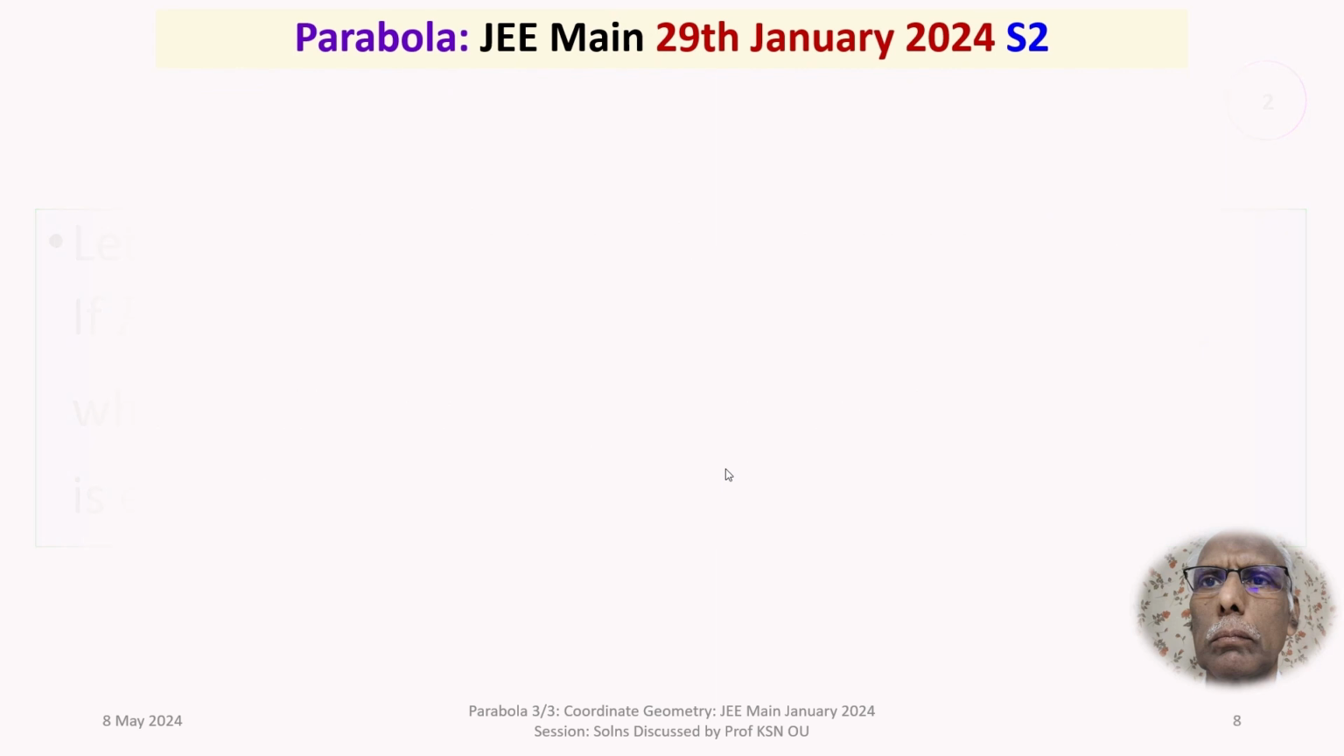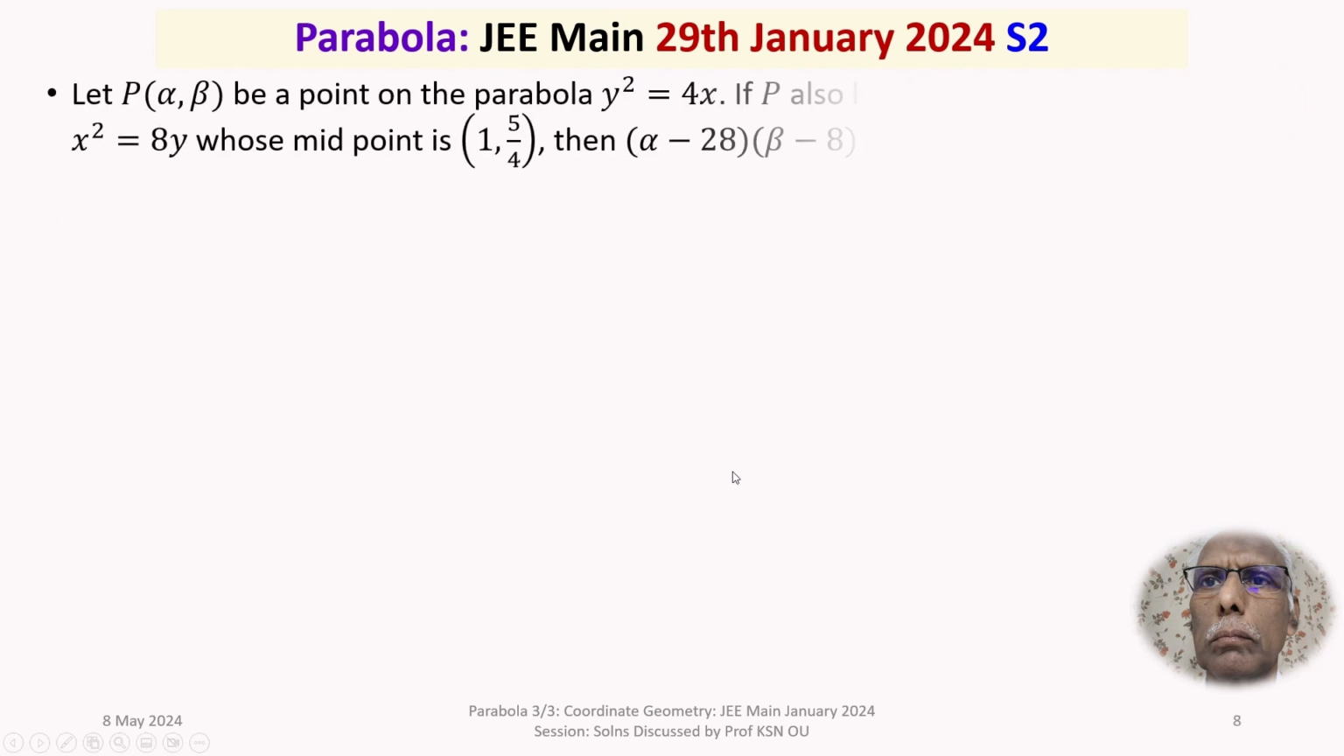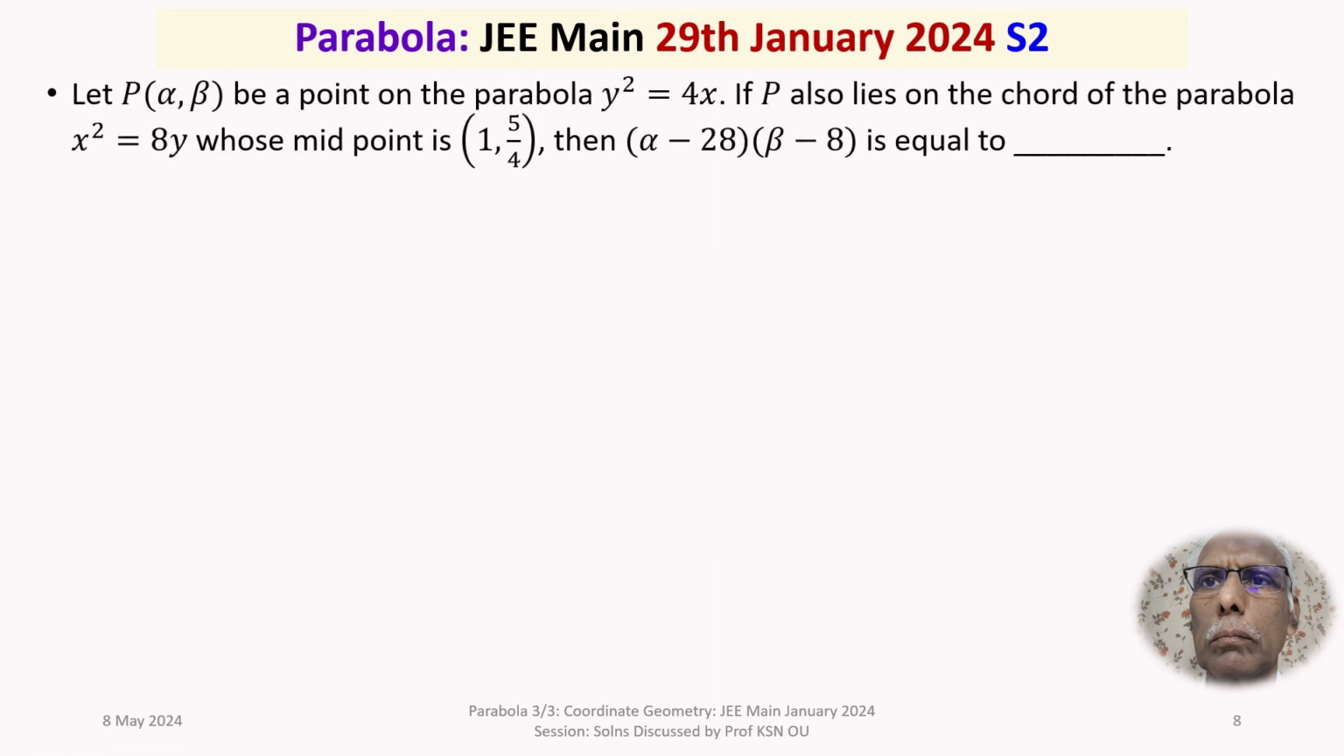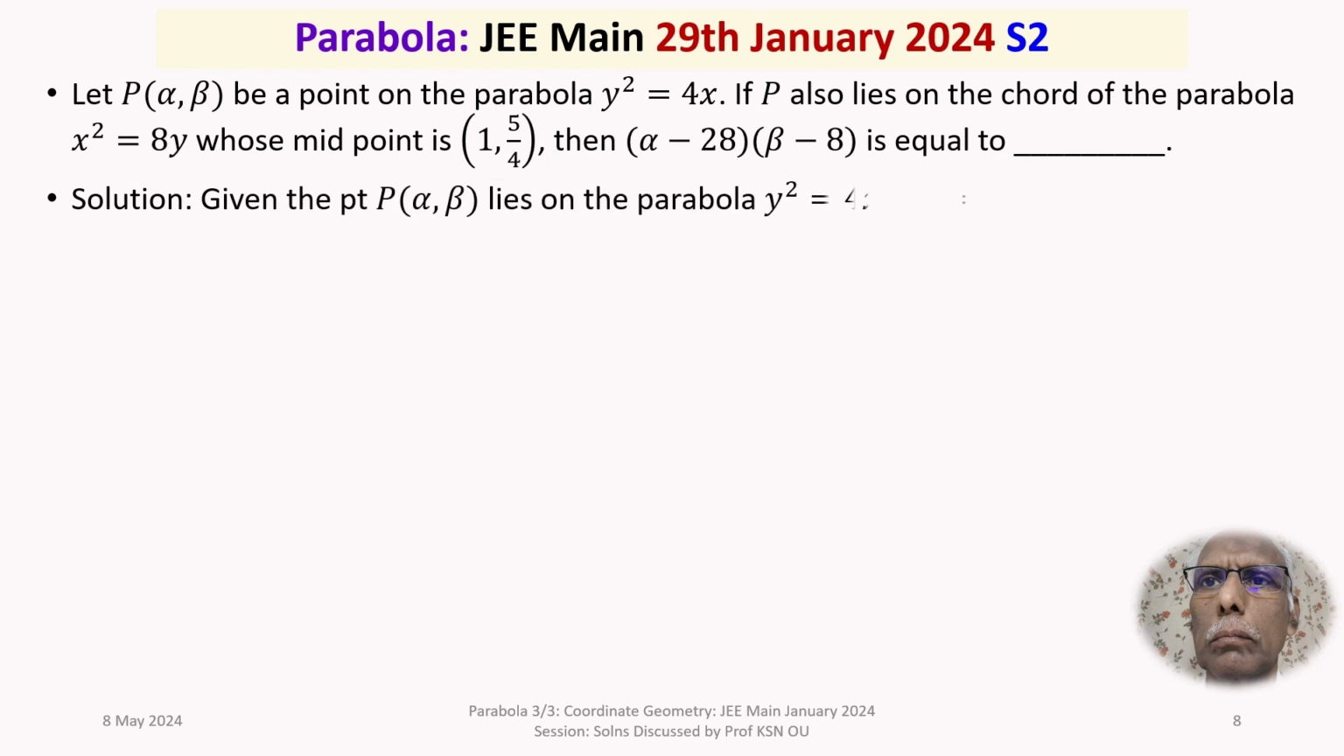Let's now discuss the solution of the problem in detail. Given the point P with coordinates alpha, beta lies on the parabola y square is equal to 4x. So alpha, beta satisfies this equation. This will imply beta square is equal to 4 alpha. Let's call this equation 1.